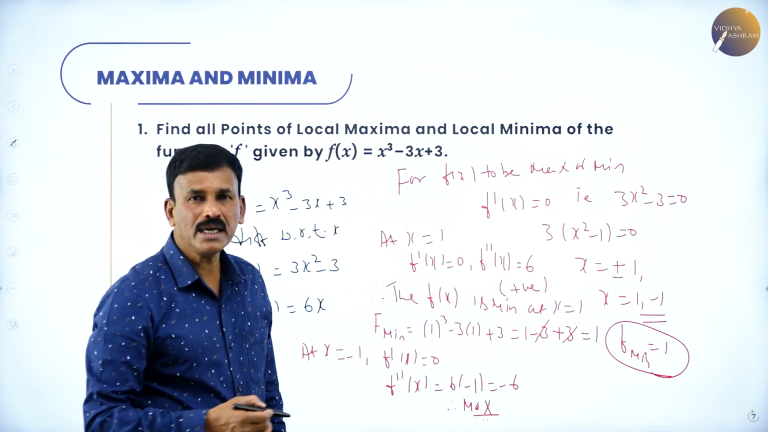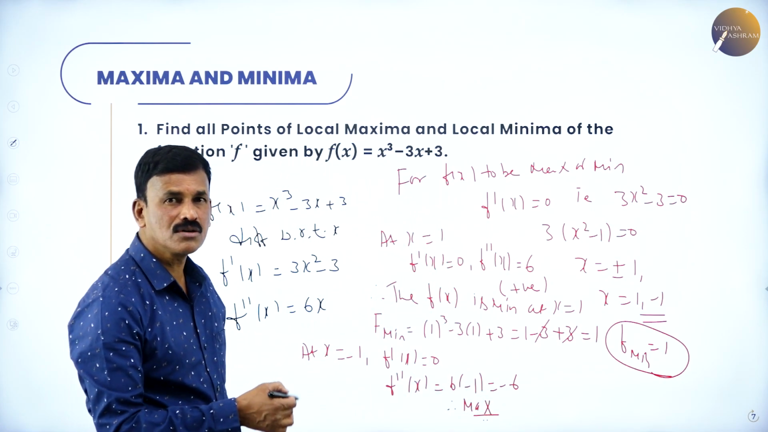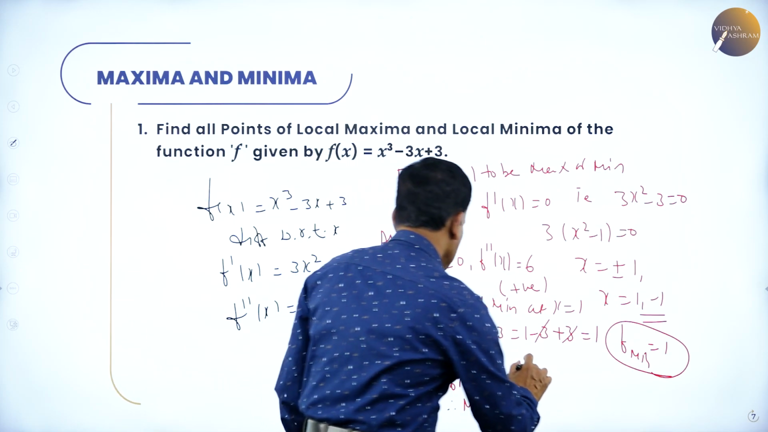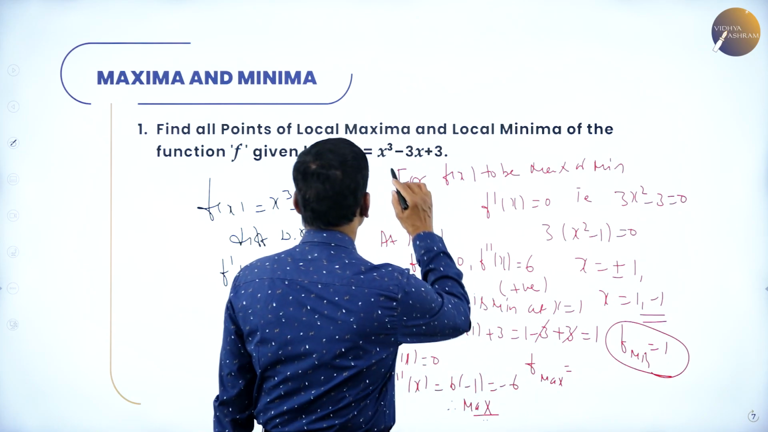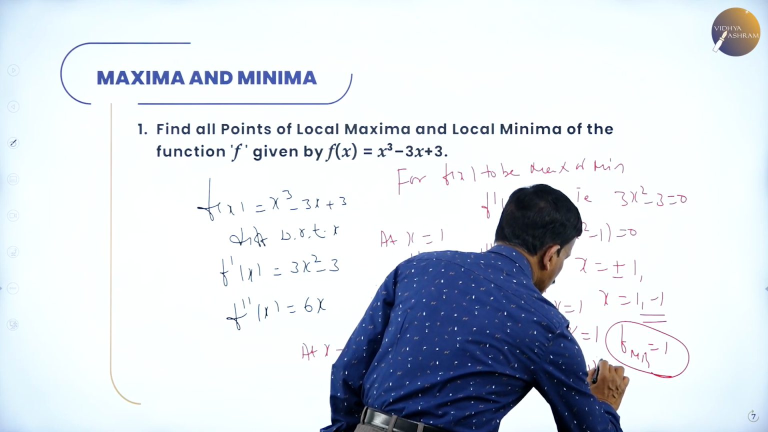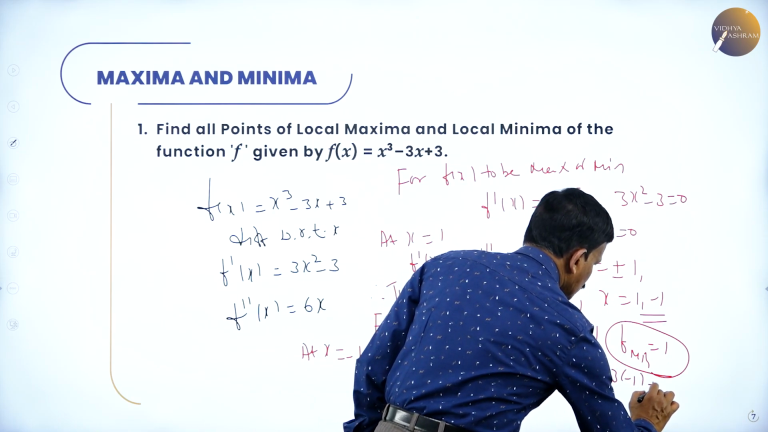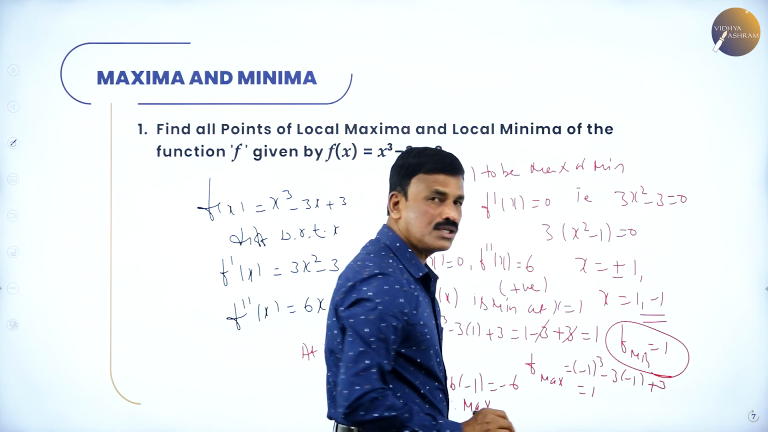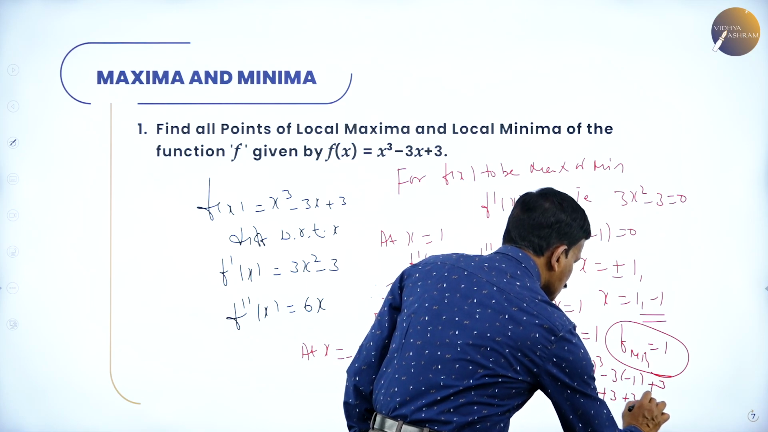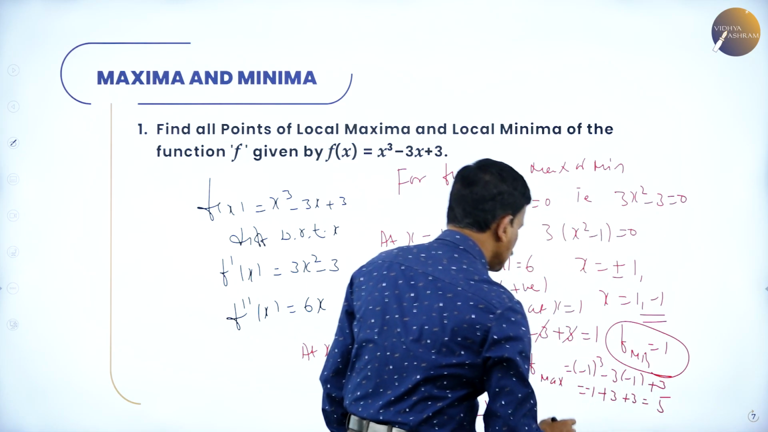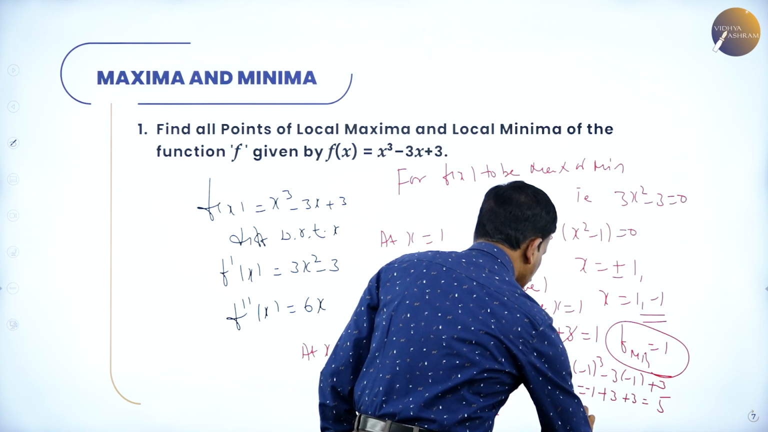Now, the maximum value is got by putting x is equal to minus 1 in the given equation. So, that is f maximum is equal to, substitute here, x is equal to minus 1 whole cube minus 3 into minus 1 plus 3. Minus 1 whole cube is minus 1, minus into minus plus 3 plus 3. So, 6 minus 1 is 5. So, the maximum value is equal to 5.